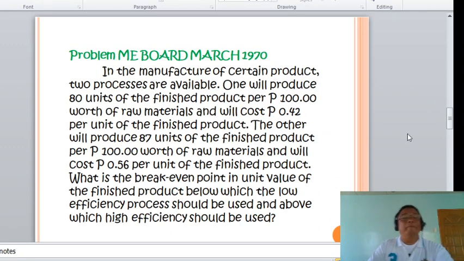Another we have here in a board, March 1970. In the manufacture of a certain product, two processes are available. One will produce 80 units of the finished product per 100 worth of raw materials and will cost 42 centavos, or 0.42 pesos, per unit of the finished product. The other will produce 87 units of the finished product per 100 worth of raw materials and will cost 0.56 per unit of the finished product. What is the break-even point in unit value of the finished product below which the low efficiency process should be used and above which the high efficiency process should be used?